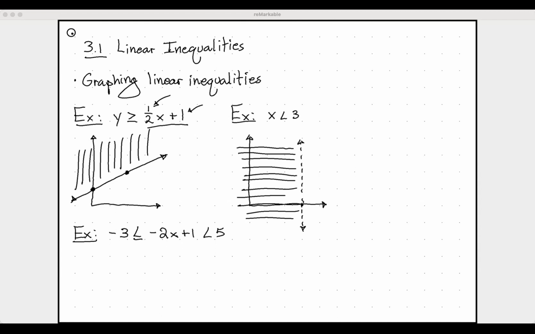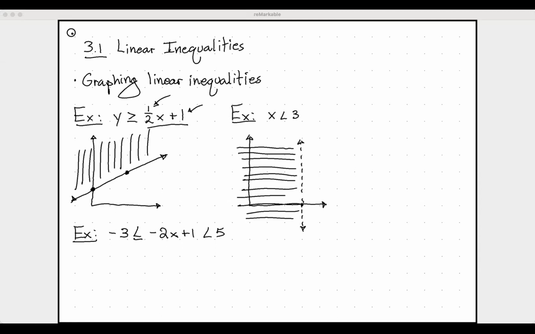The first thing to do on a problem like this, though, is to go ahead and get this into some sort of recognizable y equals mx plus b form, right? In this case, we only have x, so we might end up with some vertical lines again. But let's give this a try real quick.